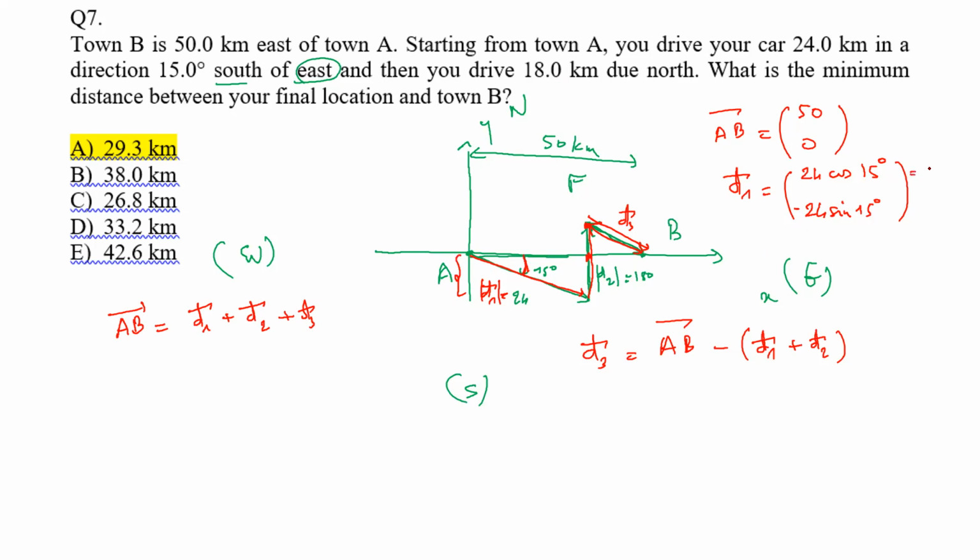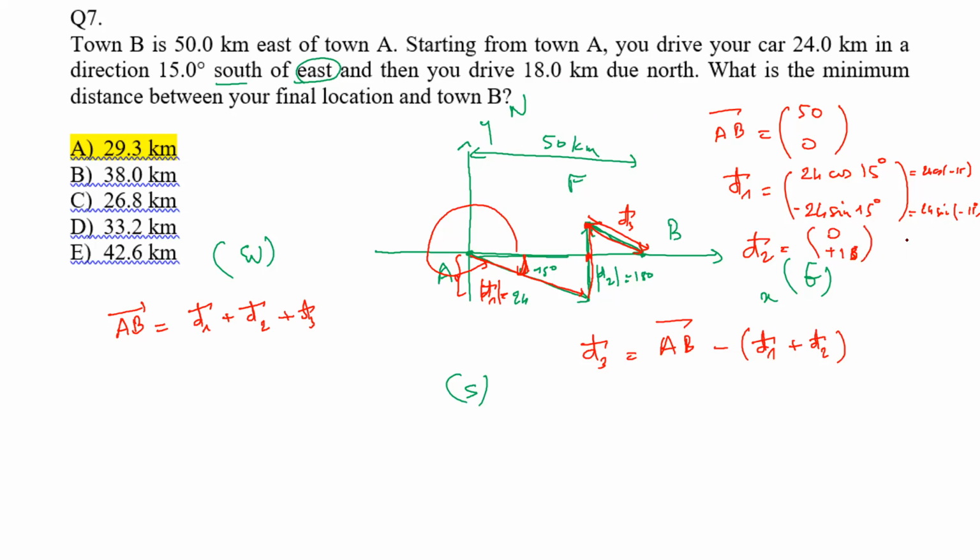The other way to look at it is I can say it's 24 cosine of minus 15. But you know that cosine of minus 15 is equal to cosine 15, and it's always positive in this case. But I will say here 24 sine of minus 15. Why am I saying minus? Because here I'm rotating in the negative direction. Some students will take this big angle here. It's the same. Okay. Good. Now, D2, I know it's 0 along X and plus 18 along Y.